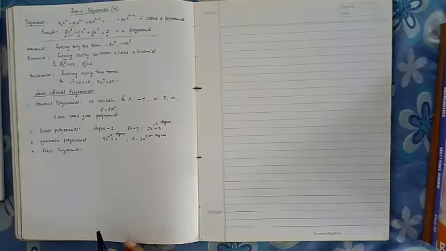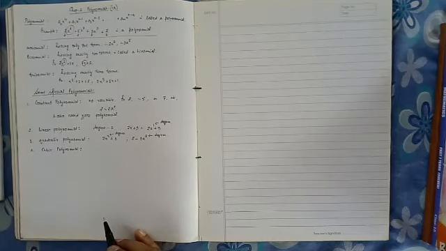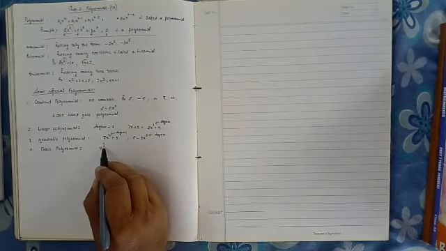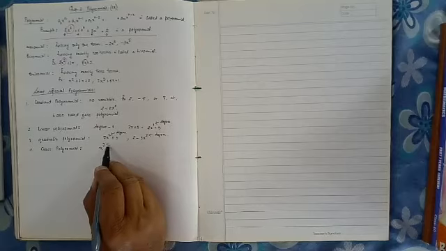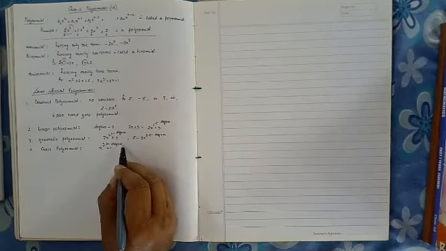Now what is a cubic polynomial? If the degree of a polynomial is 3, it is said to be a cubic polynomial. For example, x cube plus 1. What is the degree? Degree is 3. So cube power, that is why this is called a cubic polynomial.